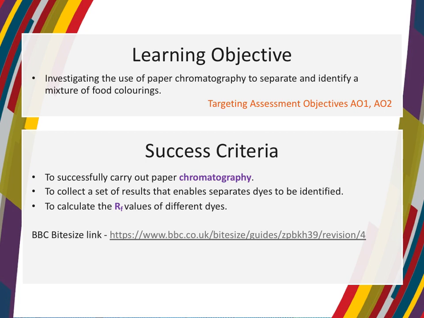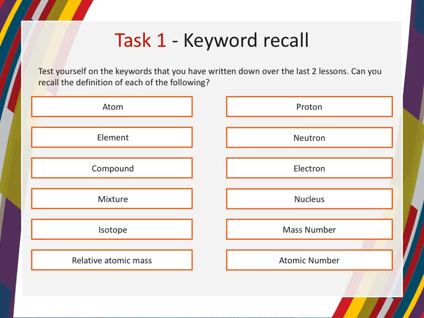You're going to be able to collect a set of results that enables a separate dye to be identified. Maybe there are 3 or 4 dyes within a substance. We'd be able to identify them using the RF values. So you're going to be able to calculate the RF value of different dyes.